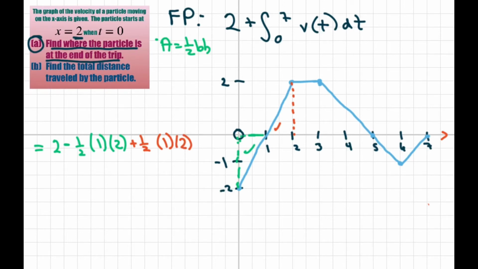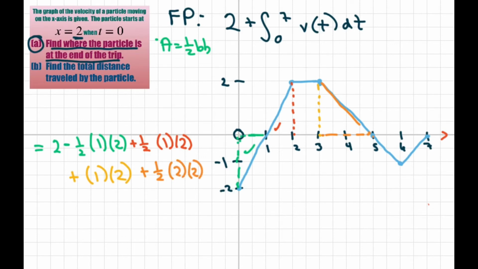The next one is this one. This is a rectangle, so that's just length times width. So that's just going to be 1 times 2. And then we have this triangle here. Let me get a different color. So another triangle, so that's going to be plus 1/2, 2 times 2.